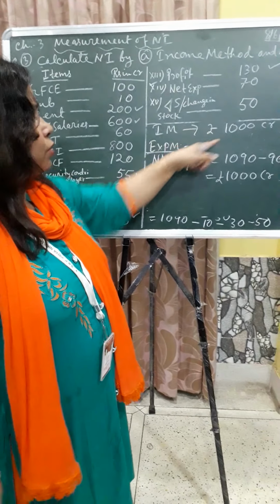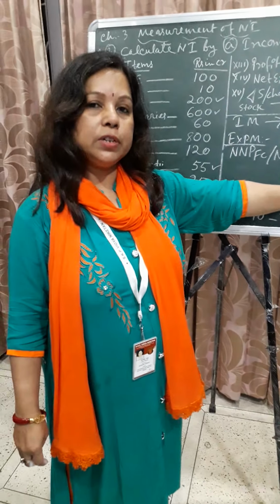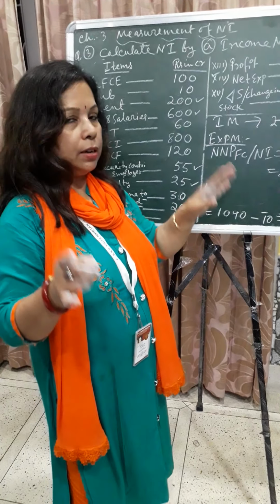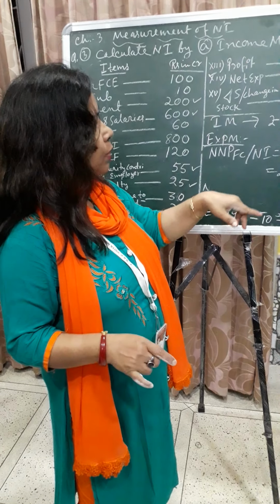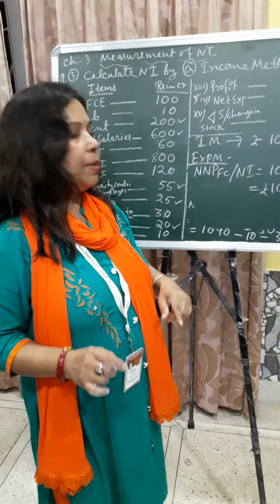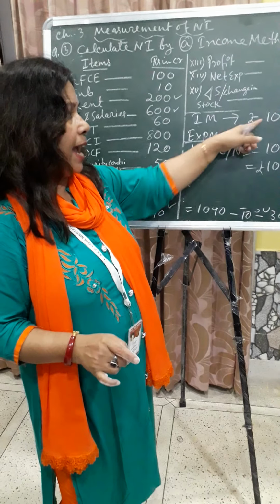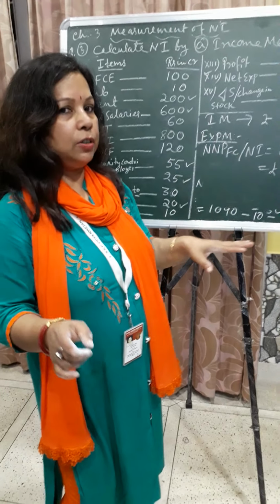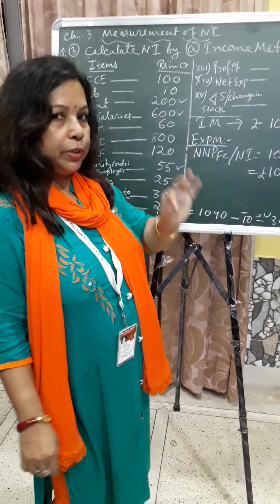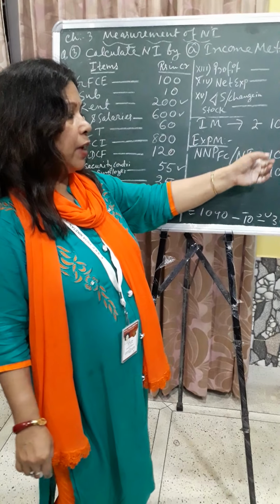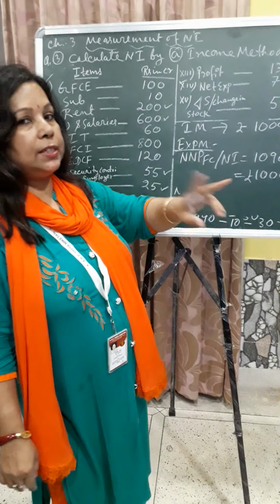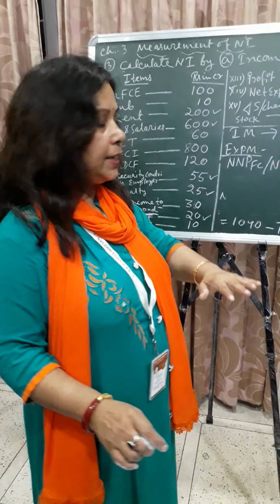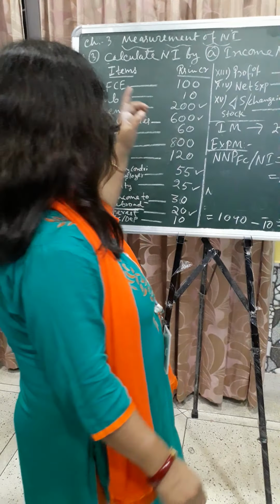In the income method 1000, in the expenditure method also 1000. So from this numerical it is clear that when we calculate the sum with the help of the income and expenditure methods, in both methods the answer will be the same. Here the answer is 1000 and 1000. This means that your calculation is perfect. If you get the value 1010, then you have to calculate again, because in both methods the same answer will come. So the third numerical is completed. Now I am going to start the fourth numerical.